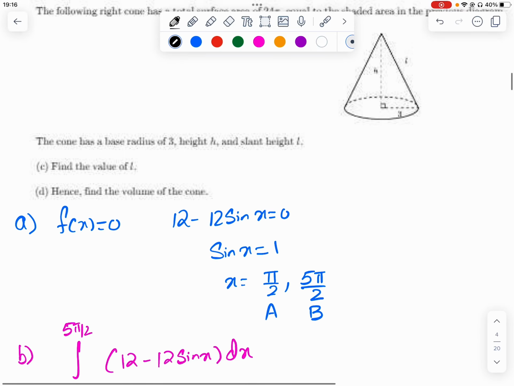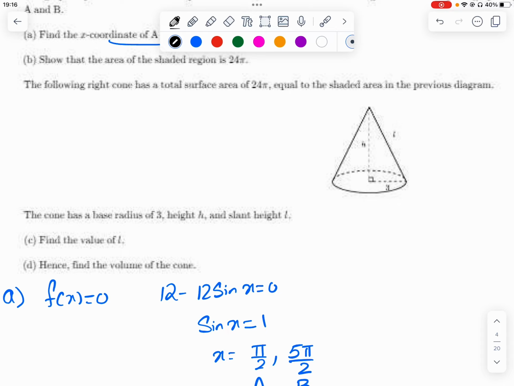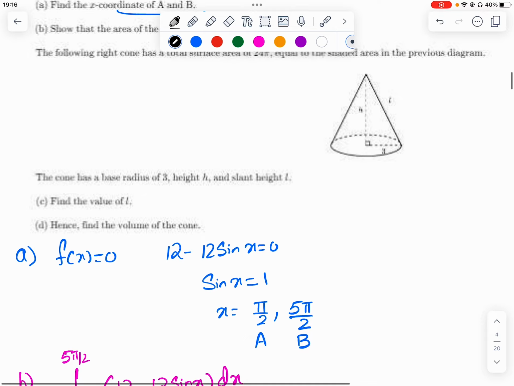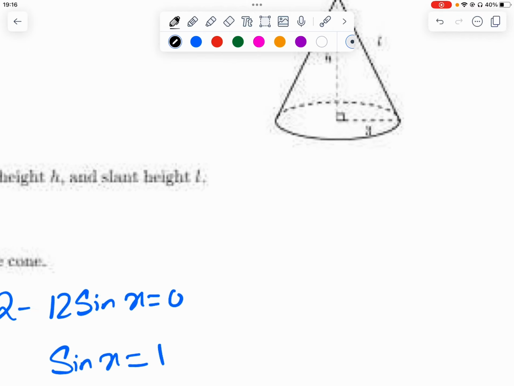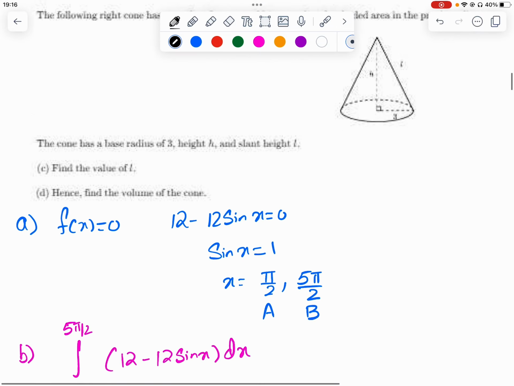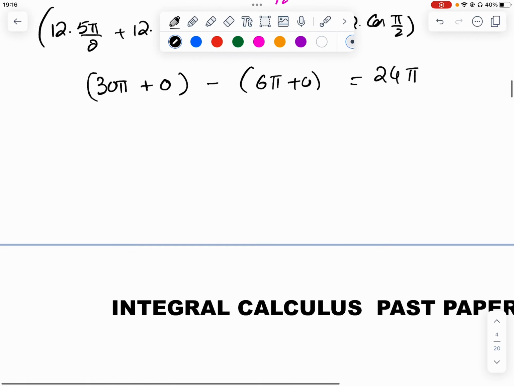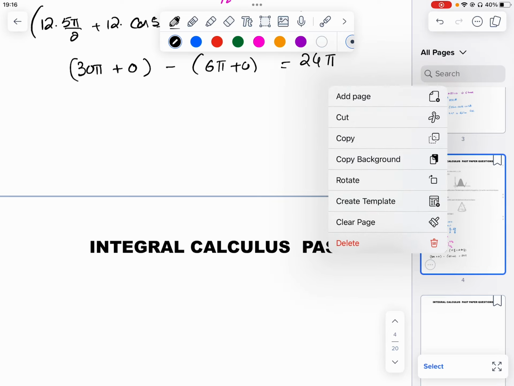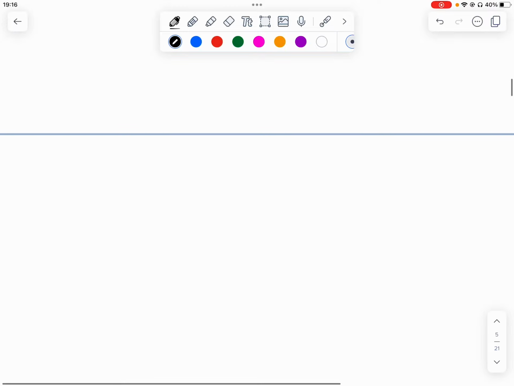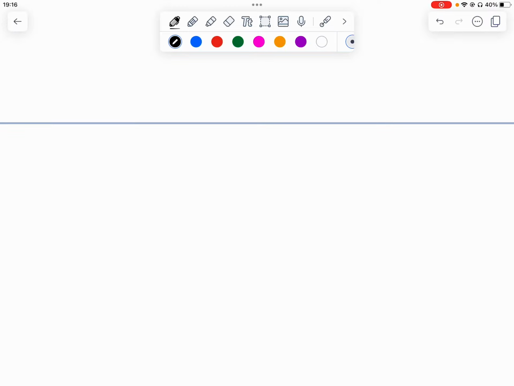Next, part C. The following right cone has a total surface area 24 pi, equal to the shaded area. The cone has a base radius of 3, height of h and slant height L. Find the value of L, and find the volume of the cone. So the cone's total surface area is 24 pi. The total surface area formula of a cone is pi r L plus pi r square, which should equal 24 pi.